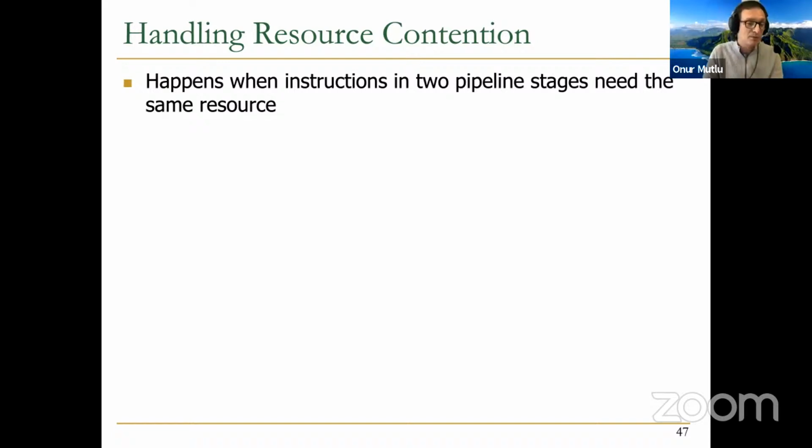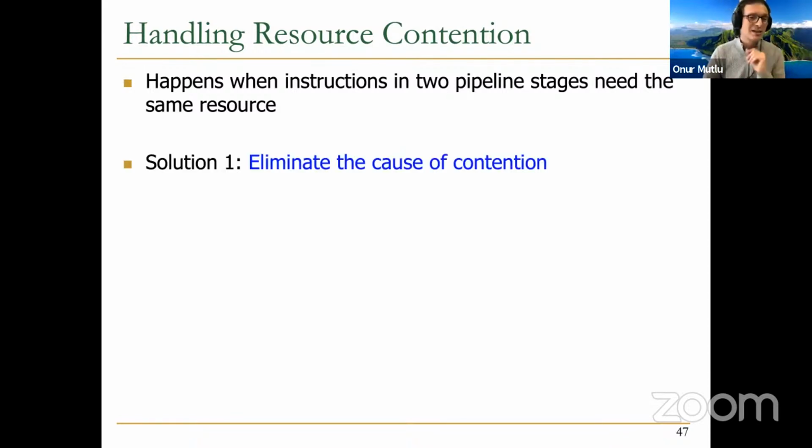We talked about an example of the dryer to restore the throughput. We need 2 dryers to restore the throughput, or a faster, more expensive dryer, right? But resource contention happens when instructions in 2 pipeline stages need the same resource, just like with the dryer we saw. In that case, 2 different instructions need the dryer.